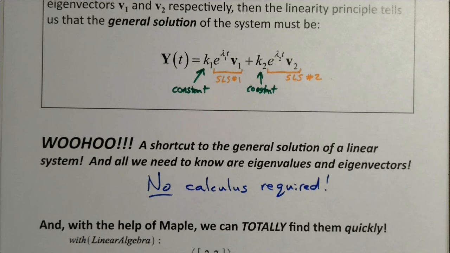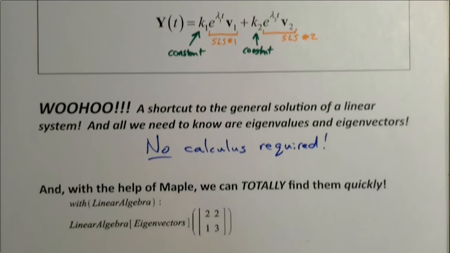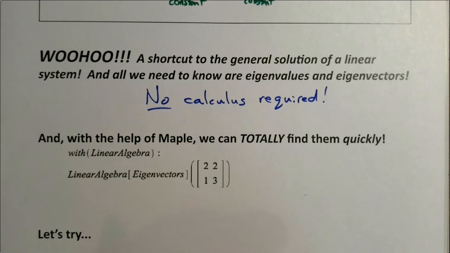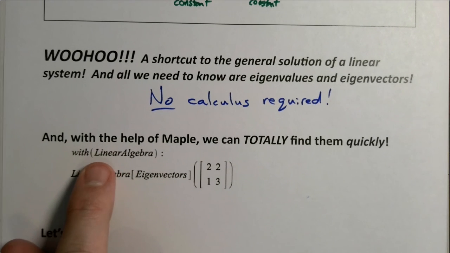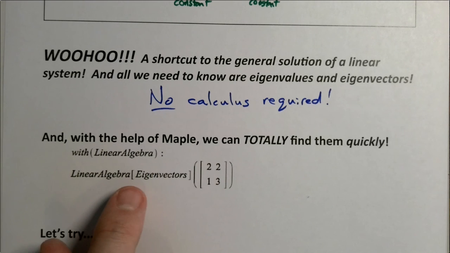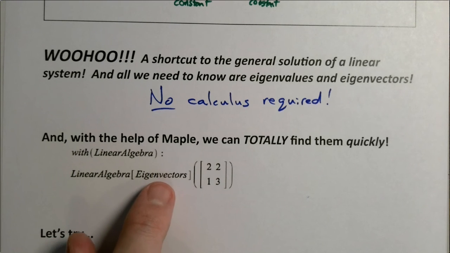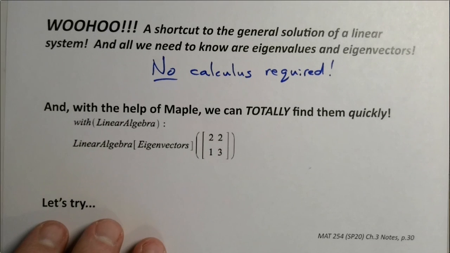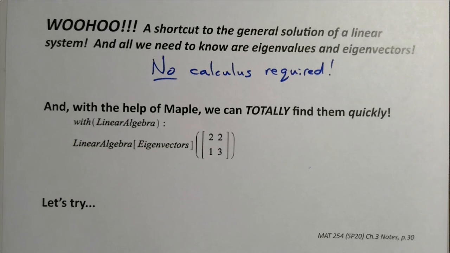And the good news is that we can actually do this in Maple. So you can find these by hand, certainly, or you can use Maple to find them. And so right down here, you'll notice there's the code that you need. You need to load a library, which is the linear algebra library. And then you can use the linear algebra library to find eigenvectors. And you can do the same thing with eigenvalues. So real quick, I'm going to switch over to Maple, and we're going to try this out.